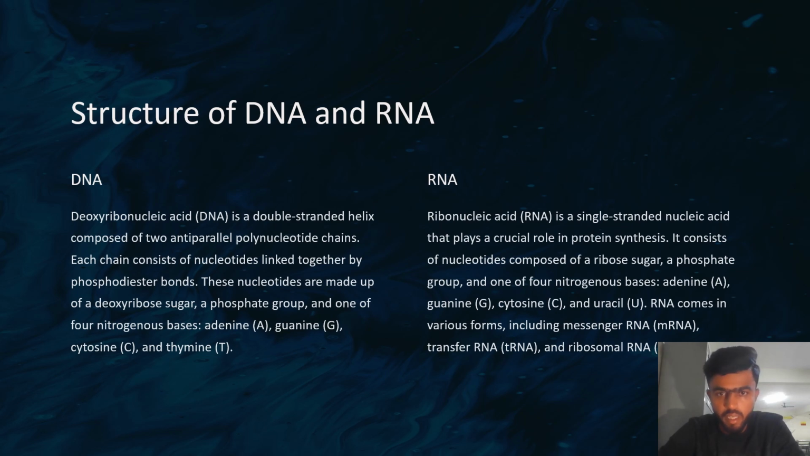cytosine, and thymine. RNA is a single-stranded nucleic acid that plays a crucial role in protein synthesis. It consists of nucleotides composed of a ribose sugar, a phosphate group, and one of four nitrogenous bases: adenine (A), guanine (G), cytosine (C), and uracil (U). RNA comes in various forms, including messenger RNA, transfer RNA (tRNA), and ribosomal RNA.